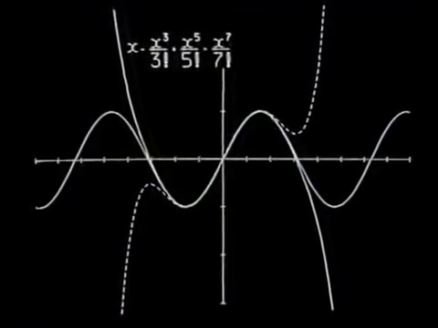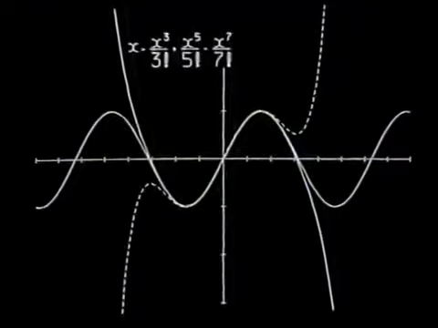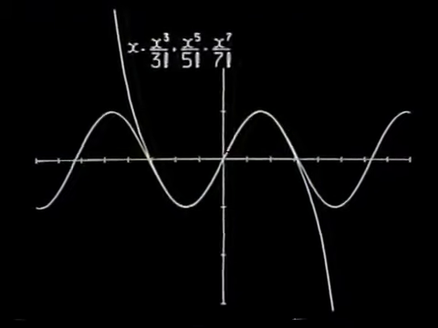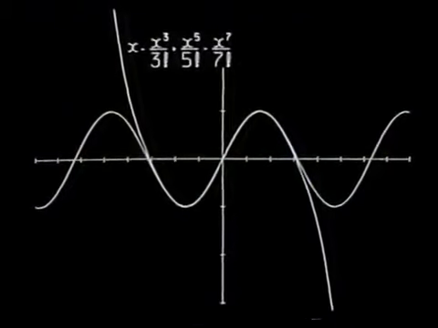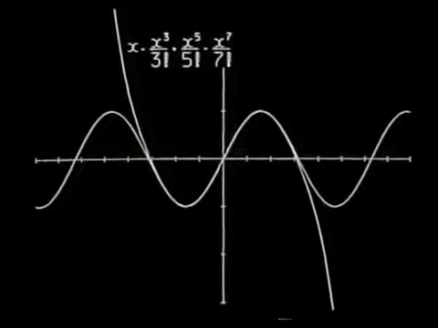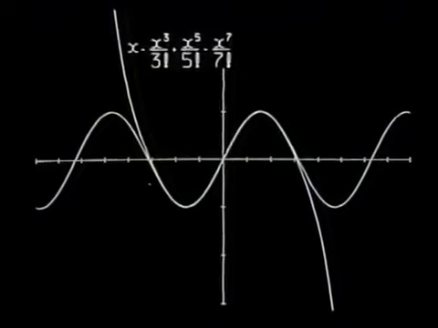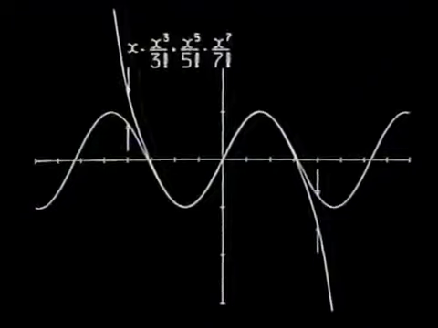Both approximations are quite good between the turning points. But this new 7th degree polynomial is a good approximation to sine for almost a whole cycle. But it's difficult to see just how good an approximation it is. But we can get the computer to calculate for us the difference between the polynomial and the sine curve at any point.